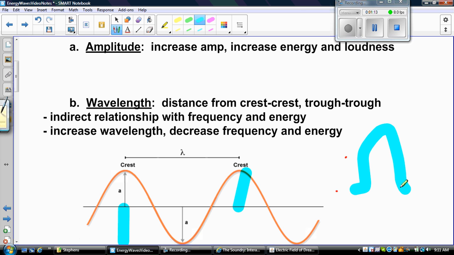Wavelength is the distance from crest to crest, trough to trough. So here is an example of wavelength. This symbol right here looks like an upside down Y. That's the symbol for wavelength.